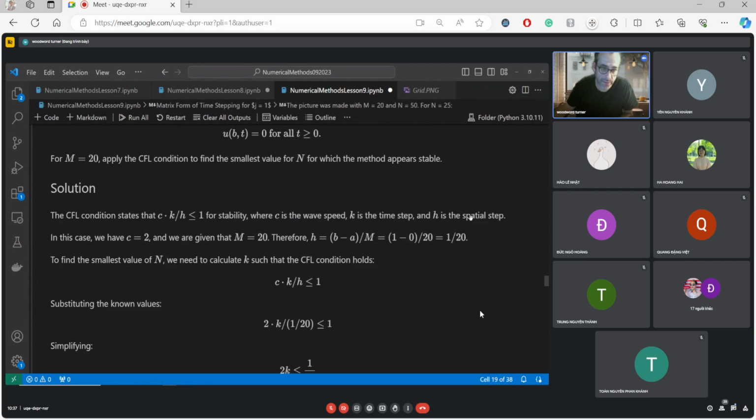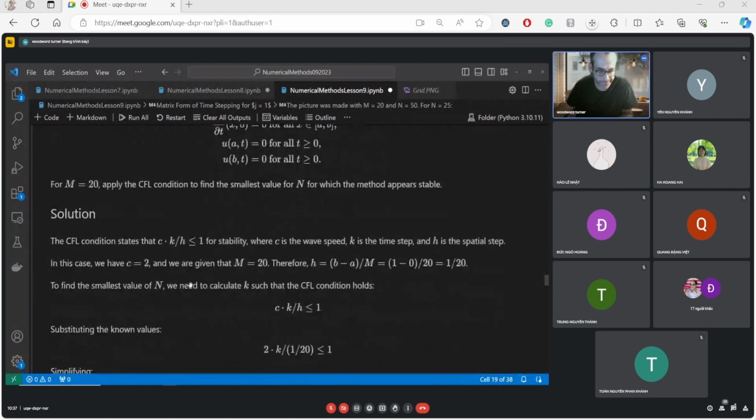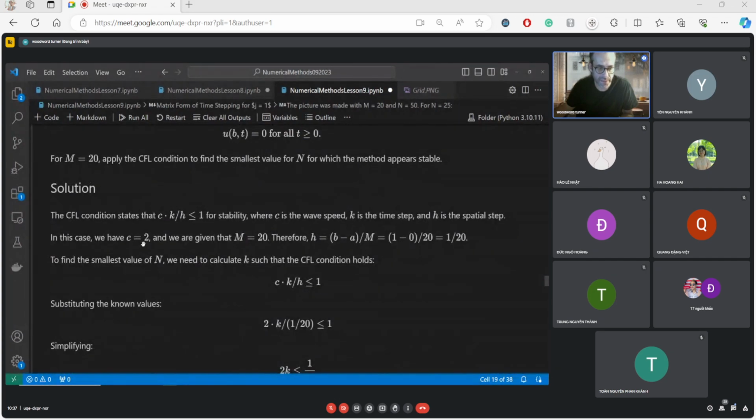For our example that we've been working with, [a, b] is equal to [0, 1], [0, T] was [0, 1], and c is equal to 2. If we do m equal to 20, then h is 1 over 20. N is 50, as we saw before, and then k is 1 over 50. Then c times k over h is 2 times 20 over 50, which is less than 1.